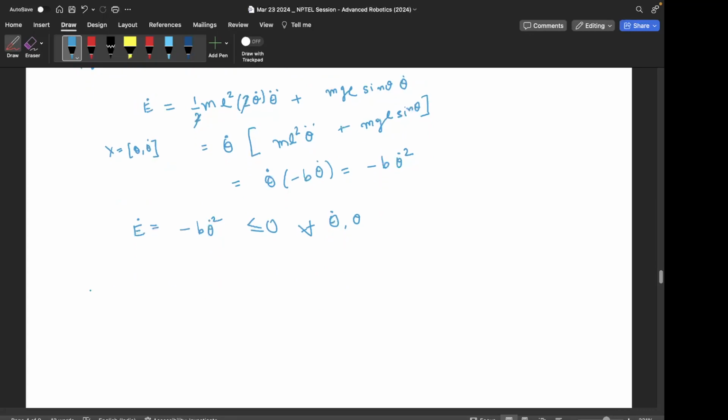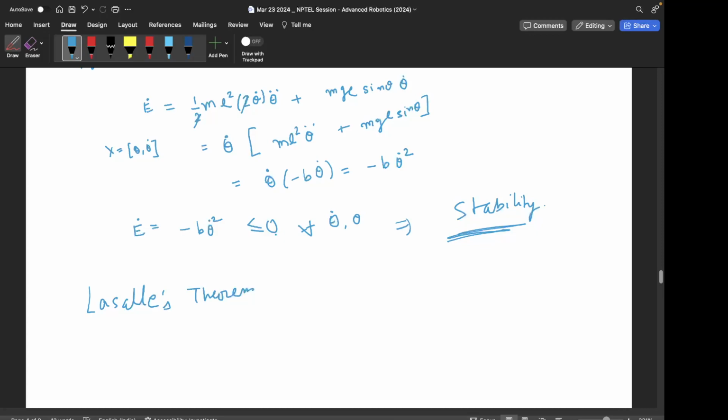LaSalle theorem is, again I will just briefly mention. So this implies stability, right? This implies stability because we are not saying that this is strictly less than 0.